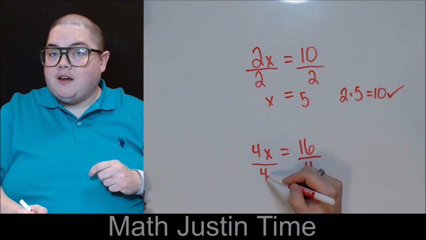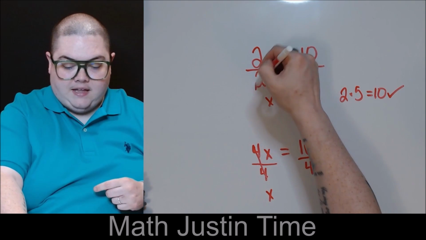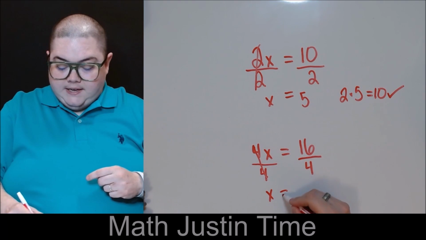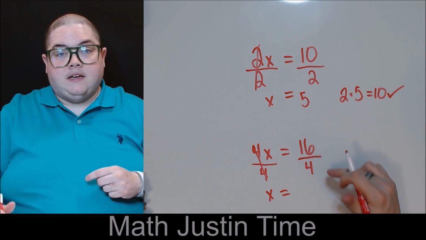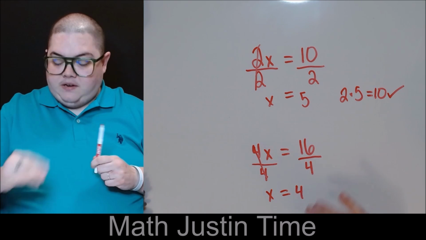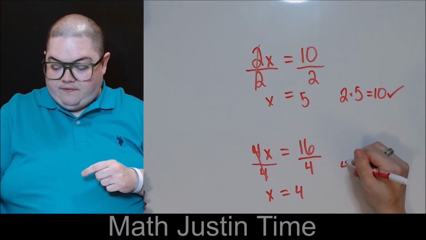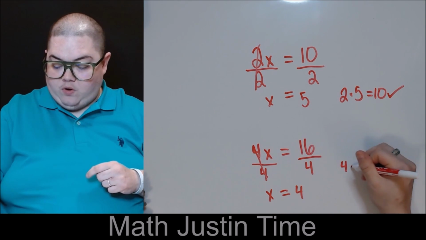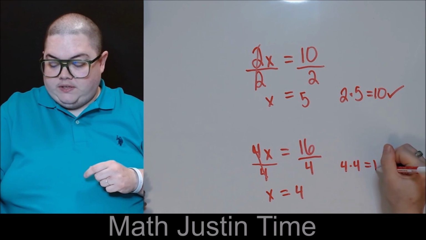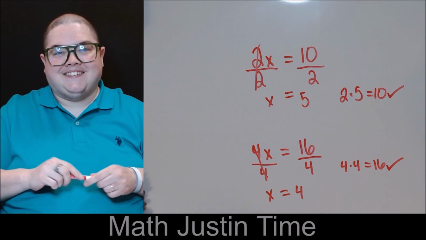So if we have 4 divided by 4, that's 1. So we're just left with x. These kind of cancel. x is equal to 16 divided by 4, which is 4. So let's see. Now we can always plug this back in to see if we got it right. So we had 4 times 4 is equal to 16. And that's right. Very good.